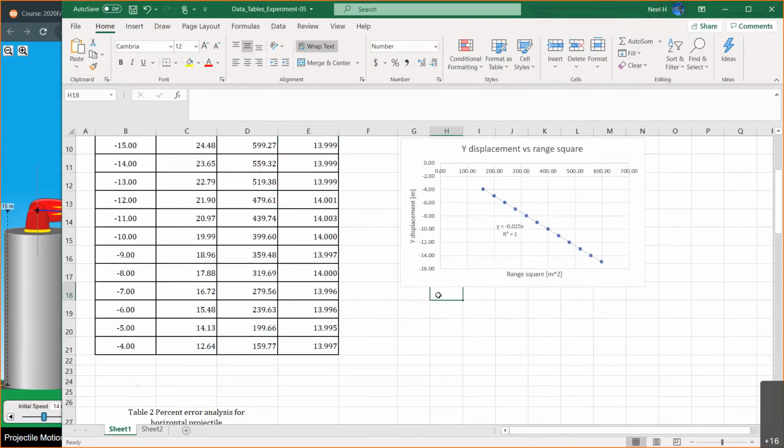If you have a graph, make sure you're renaming it as a figure, right? This is going to be roughly about the fourth figure. The reason is that you have to have three simulator pictures in your procedure section, okay? At least three simulator pictures in your procedure section. If this is figure four, then you can say this is a graph of Y displacement versus range square, and then let's continue.